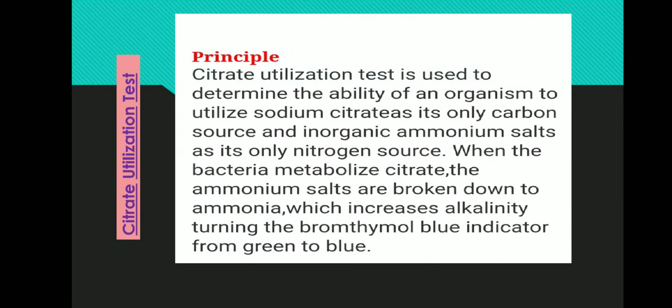Citrate utilization test. The citrate utilization test is used to determine the ability of an organism to utilize sodium citrate as its only carbon source and inorganic ammonium salts as its only nitrogen source. When the bacteria metabolize citrate, the ammonium salts are broken down and ammonia is released, and this increases alkalinity, turning the bromthymol blue indicator from green to blue.